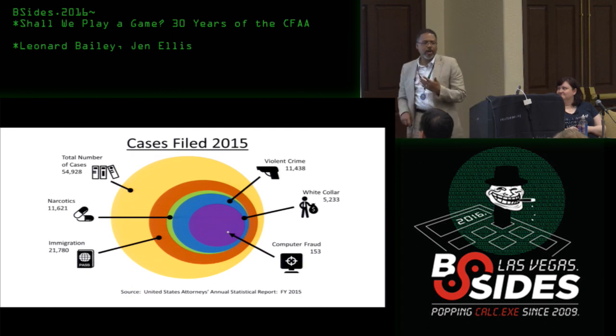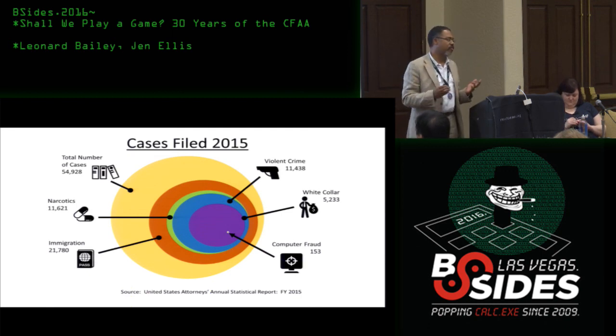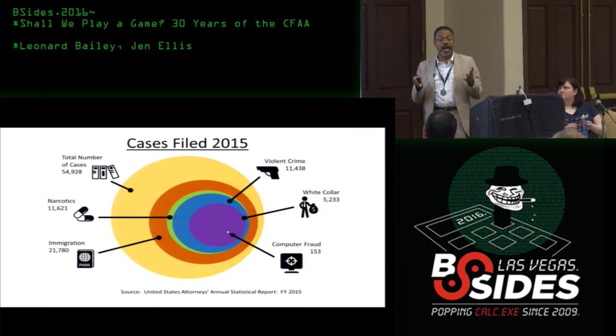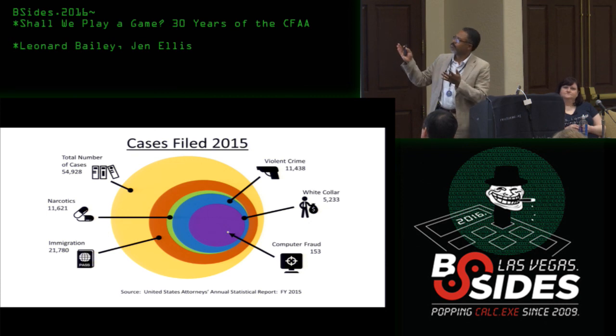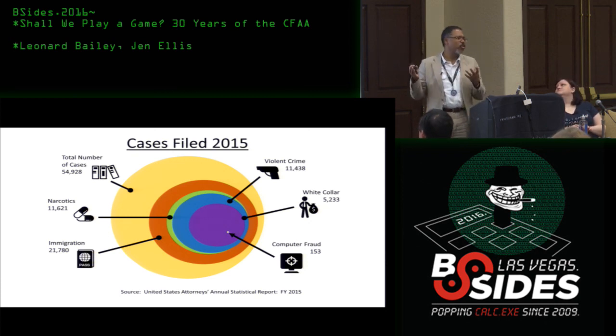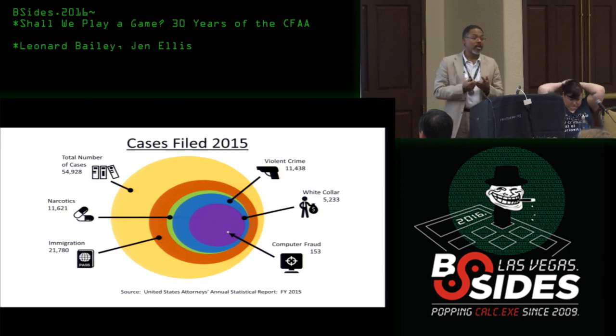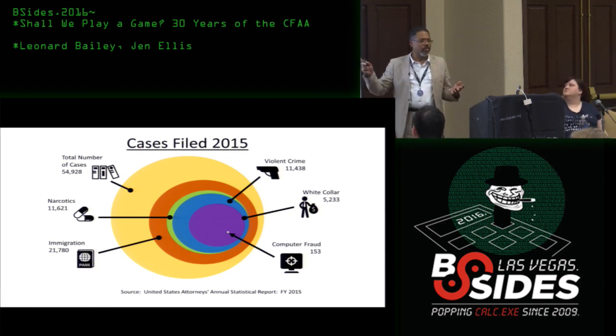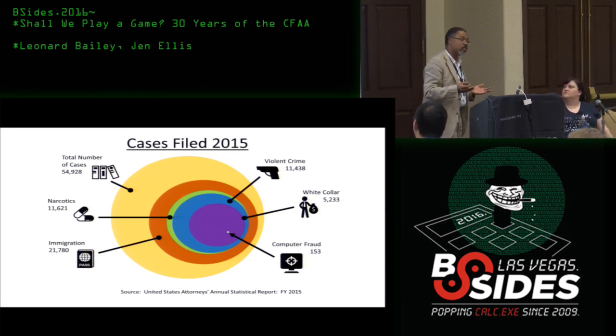So how does the Department of Justice approach the CFAA? The thing I would flag is every year we have about 55,000 federal cases that are filed that involve the things that you'd imagine. Immigration violations, firearm violations, narcotics violations. Now, in that mass of 55,000 or so, you've got 153 computer fraud cases.